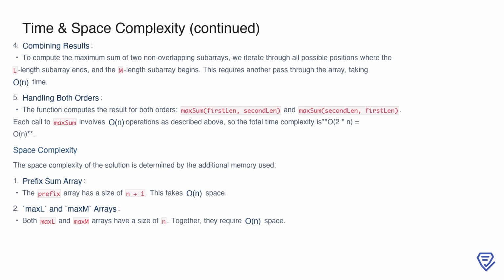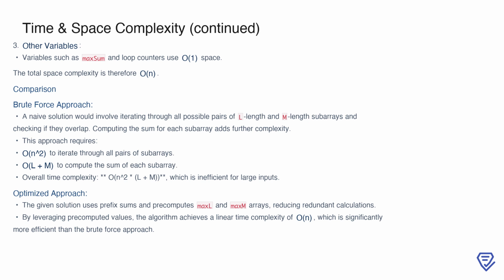Moving on to space complexity, the prefix array requires O(n) space, as it stores cumulative sums for the input array. The maxL and maxM arrays also each have a size of n, so together they contribute an additional O(n) space. In terms of other variables, the solution uses a few auxiliary variables such as maxSum and loop counters. These require constant space, or O(1). When we sum up all space requirements, the total space complexity becomes O(n).